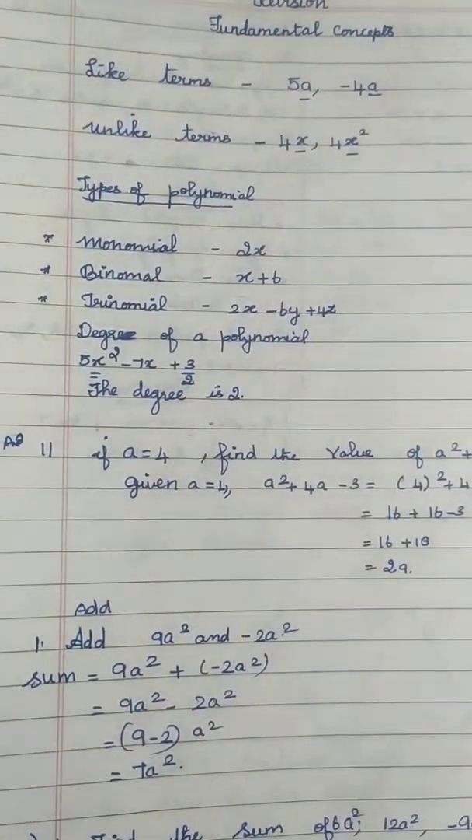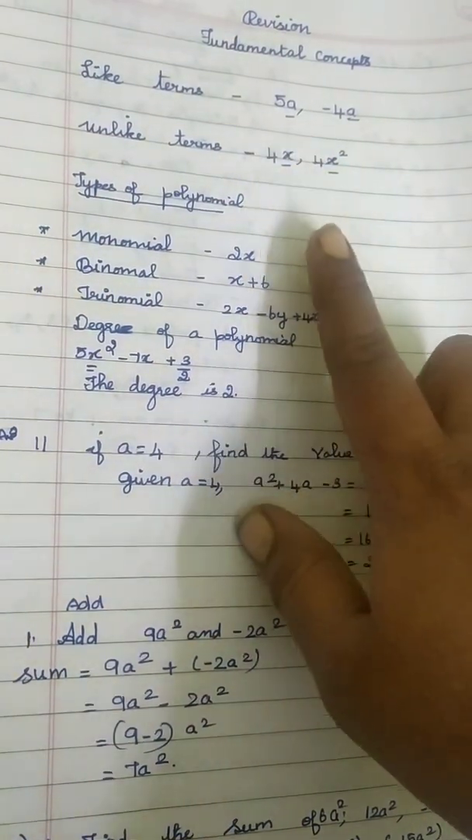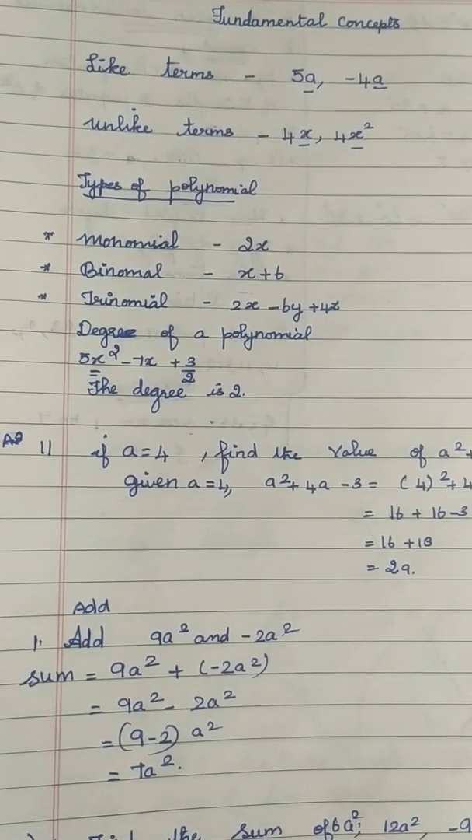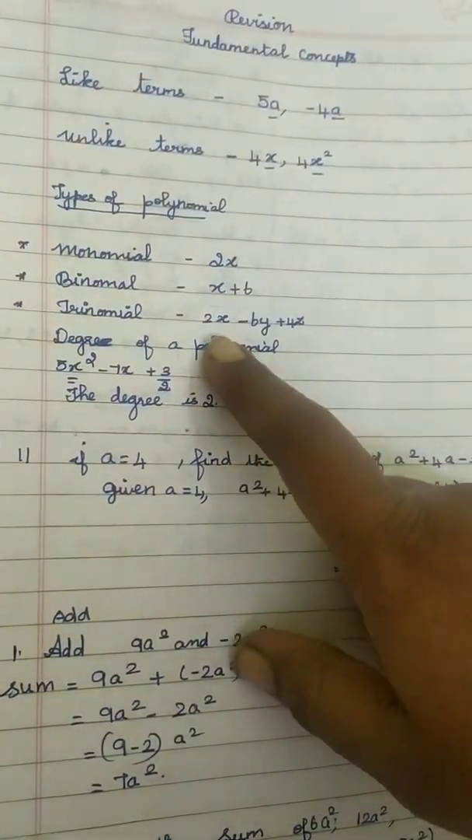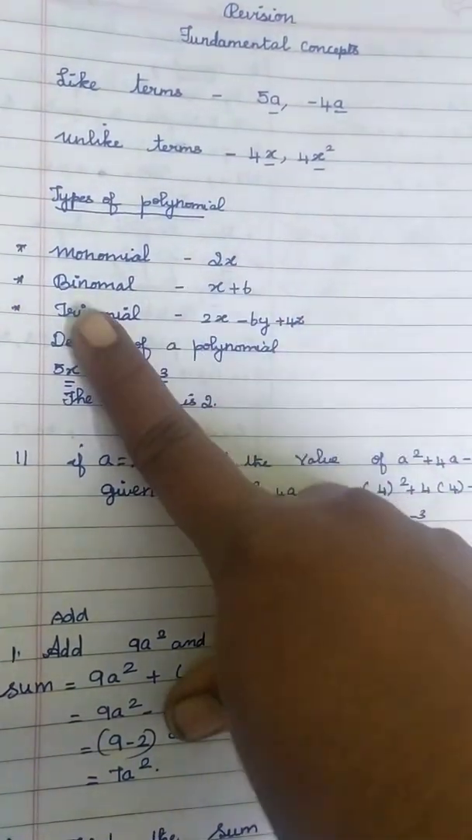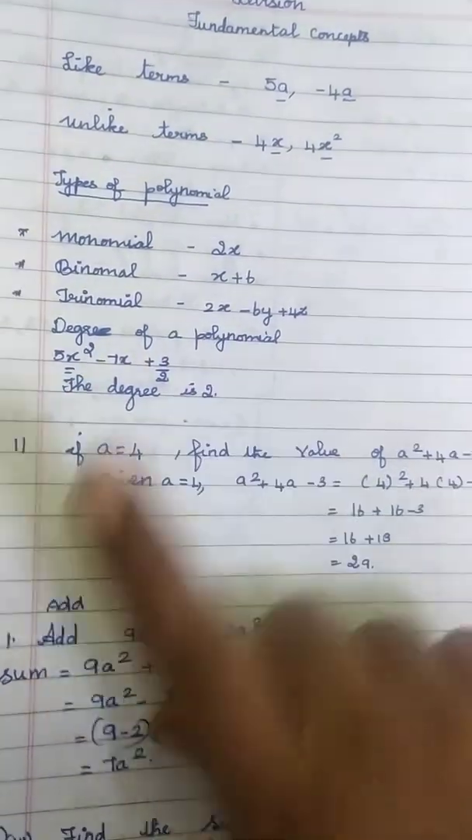Unlike term means 4x minus 4x square. The power of x is 1. Here the power of x is 2. So the powers are different. So the important concept first is like term, unlike term. Then what are the types of polynomial? If you have one term, you can call it a monomial, 2 terms binomial, 3 terms trinomial.